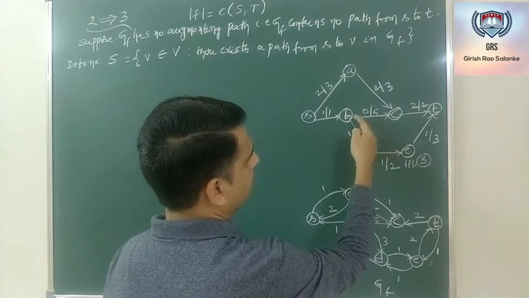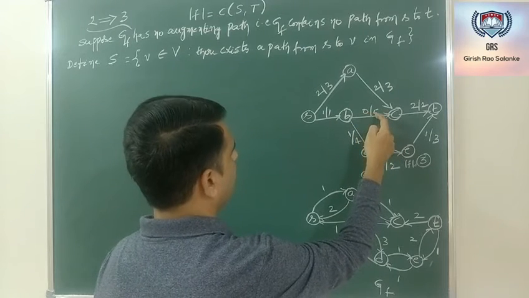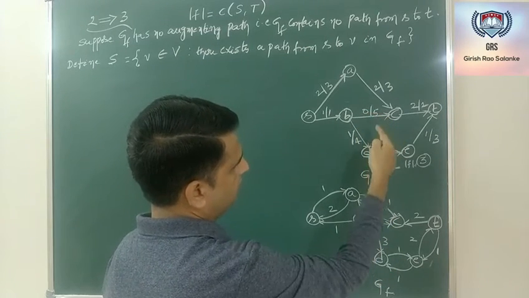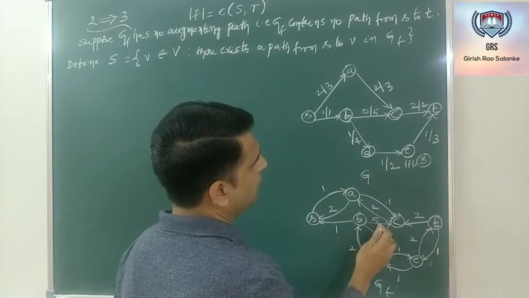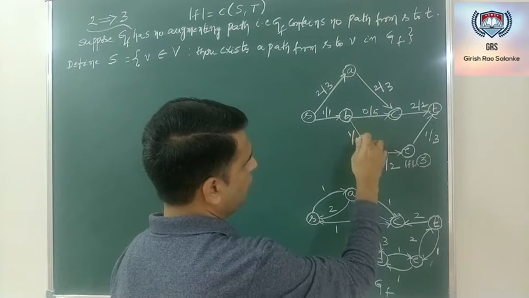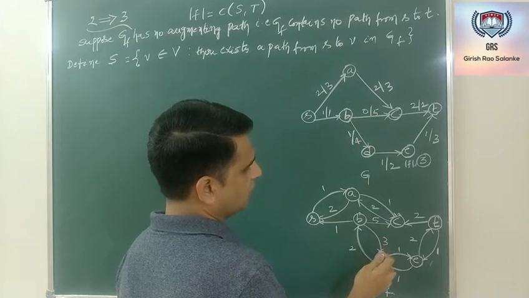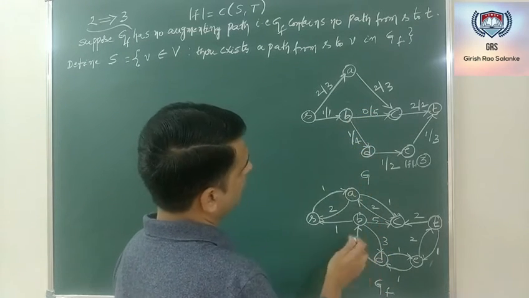On this particular path, BC, flow is 0 and capacity is 5, hence I'll just have a forward edge. So forward edge with a value of 5. Now on this path 1, 4, I can have a forward edge with a cost of 3 and a backward edge with a cost of 1.